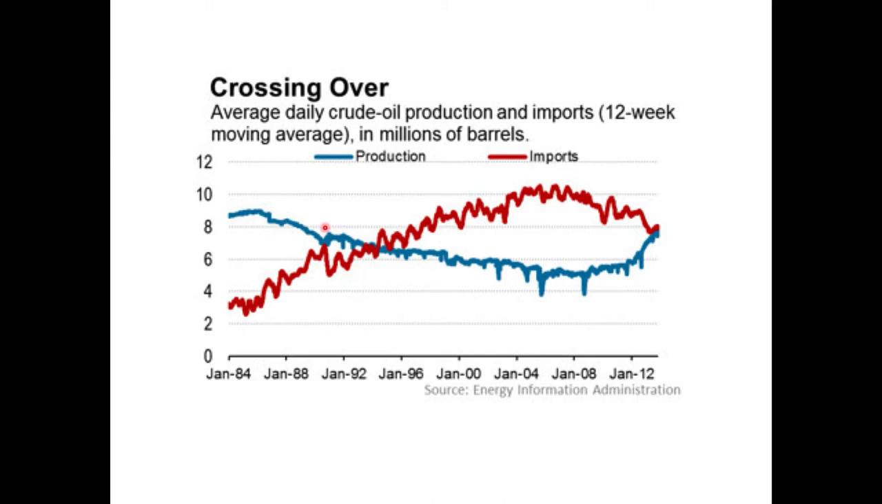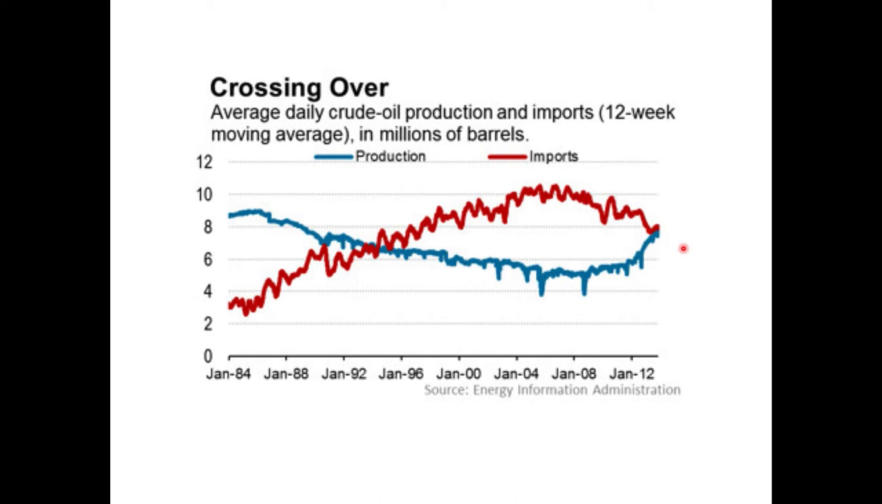So in my lifetime, I can remember a United States shown here in blue. The blue here is for domestic production of oil, and the red is for imported oil from other countries to the United States. And in the mid-1990s, there was what we called the crossover. The United States imported more oil than we produced for consumption. And this reversed about 8 years ago, where we now produce more oil than we import.